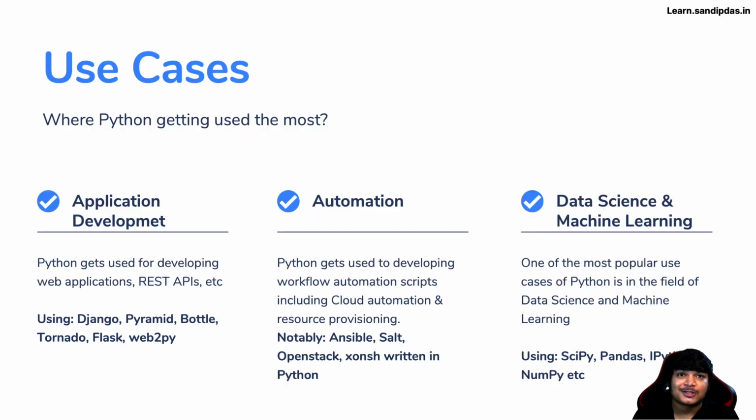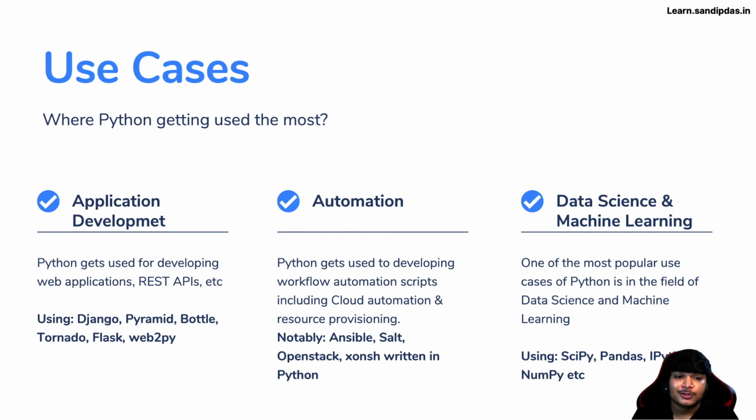Okay, now let's learn about the Python use cases. First is application development. Python gets used for developing web applications, REST APIs and more using Django, Pyramid, Bottle, Tornado, Flask, Web2Py. Now the second use case is automation. Python gets used for developing workflow automation scripts including cloud automation and resource provisioning. Notably Ansible, Salt, OpenStack, and all these are written in Python.